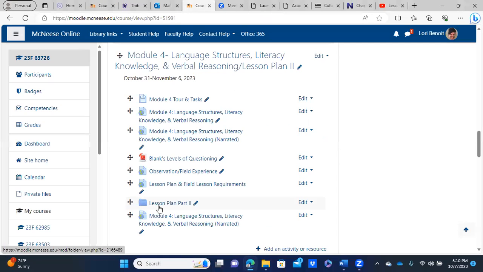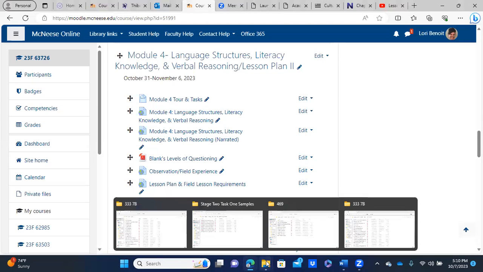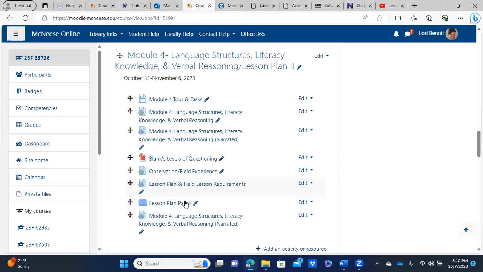So your folder is right here. Remember, make sure that you have reviewed and watched the video for lesson plan and field lesson requirements right here. And then the lesson plan Part 2 folder is right here. So I think I already have that pulled up actually. Nope, I don't. I'll do it right now.